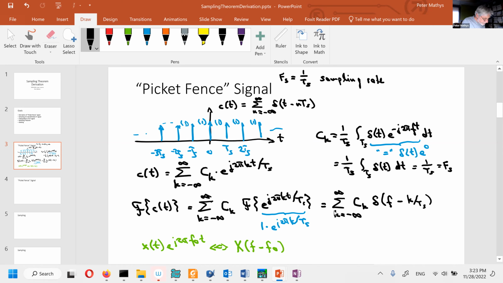And then we can make use of the fact that we know what ck is. That's equal to fs, and 1 over Ts is equal to fs. So we can write that this is equal to the sum from k equal to minus infinity up to plus infinity, and the ck does not depend actually on the k. So let's shift this over a little bit. Okay, so we can write here fs times the sum from k equal to minus infinity up to plus infinity of delta of f minus k times fs.